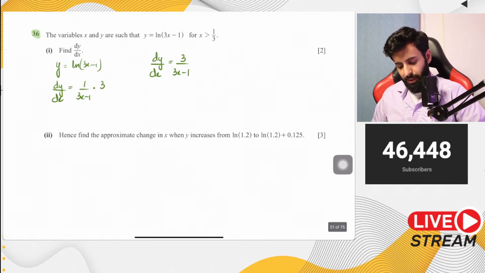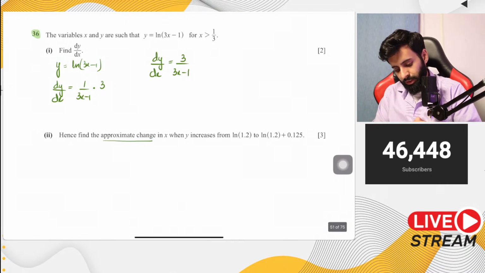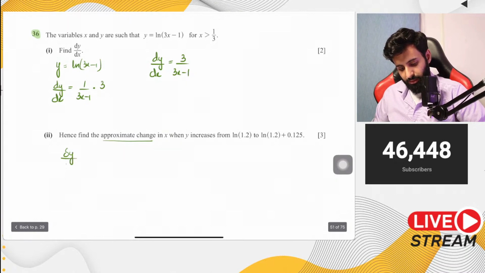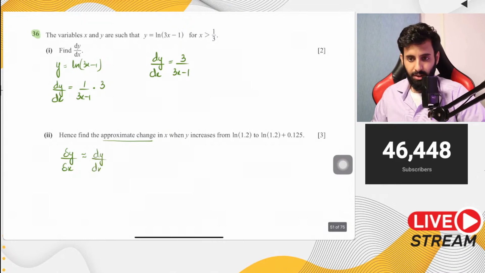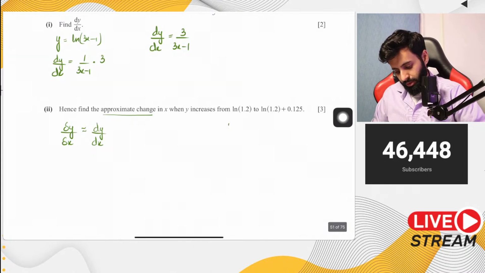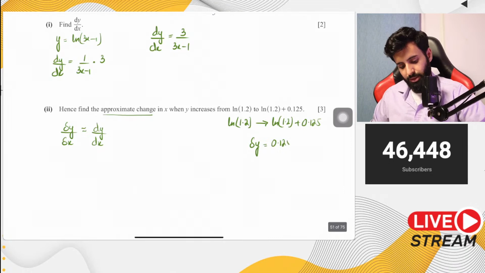Okay, so now that we have dy/dx, which is 3 upon 3x minus 1, we can now find out the approximate change in x when y increases from this to that. So first of all, let's write down the formula. Now remember, small change in y over small change in x is approximately equal to dy/dx. So we need to see that there is a small change in y. Y was initially ln 1.2 and now it has gone to ln 1.2 plus 0.125. So what is the small change in y? The small change in y is 0.125.